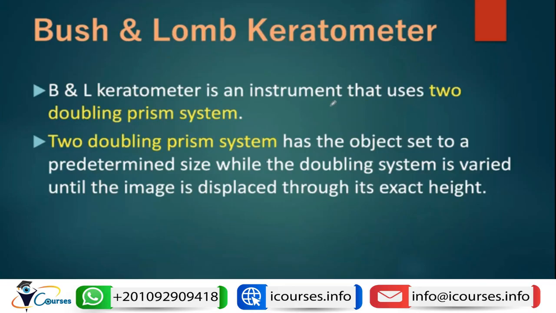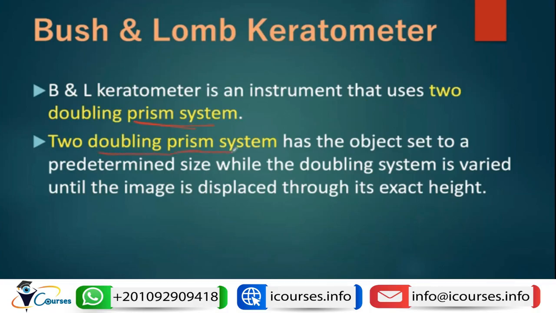Finally, we have the third type of the keratometer, which is called the Bausch and Lomb keratometer. So what is the Bausch and Lomb keratometer, and what is the doubling device used here? It is another instrument used for measuring the keratometric reading, and the doubling device used here is a prism. So we use two prisms.